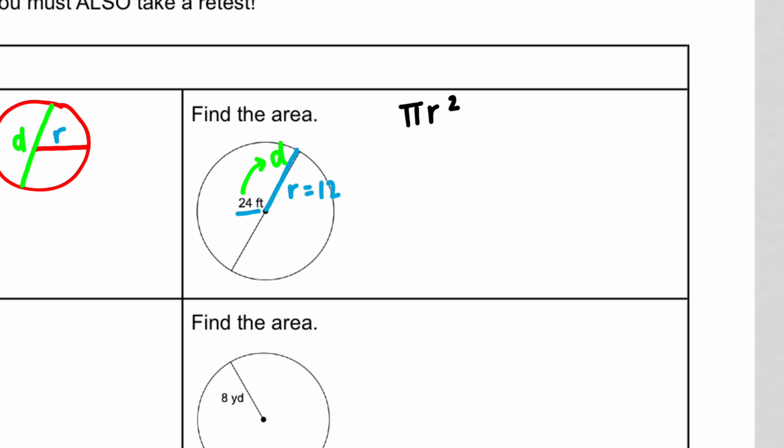So I'm now going to plug what I know into my formula. I have this pi here. I don't do anything with it. But instead of r squared, I'm now plugging in that new radius I found, which is 12. I'm going to simplify this 12 squared. And all that means is this is 12 times 12. When I do that, I end up with 144, and I take this pi that we had here and I just put it on the end, and that is your final answer.